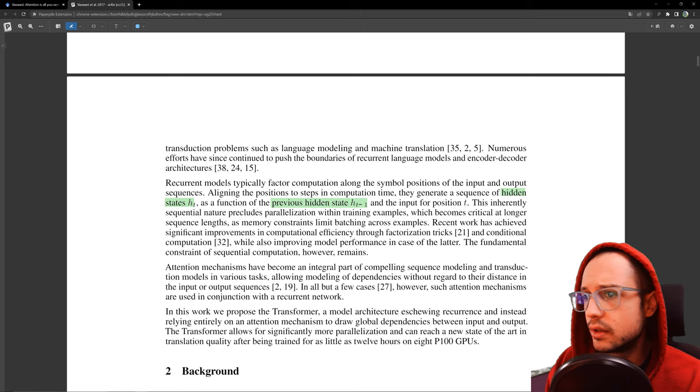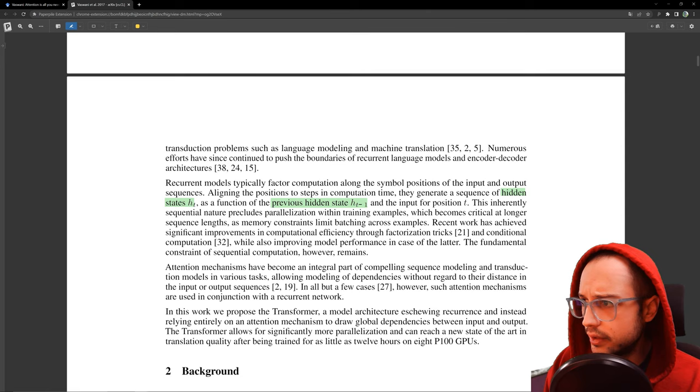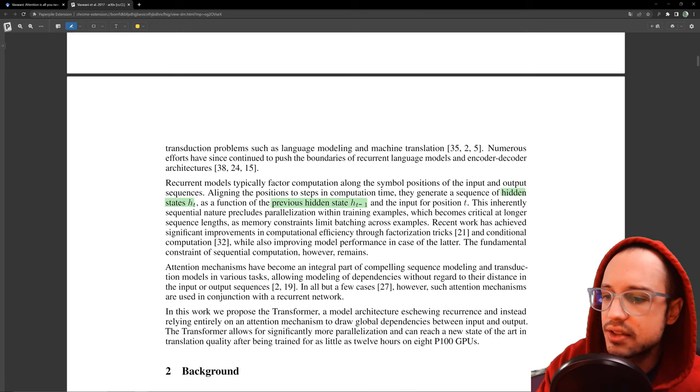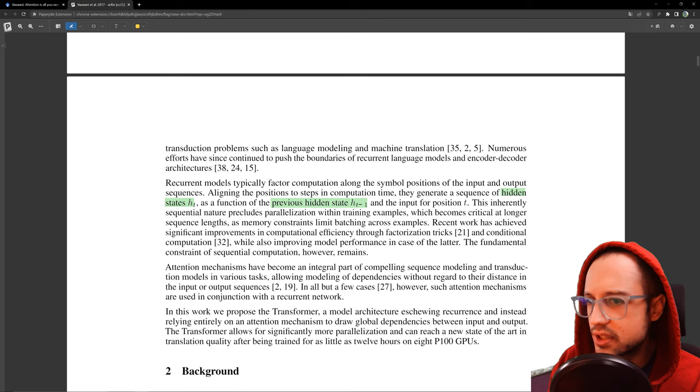Inherently sequential nature precludes parallelization within training examples and becomes critical at longer sequence lengths. Memory constraints limit batching. Attention mechanisms have become an integral part of compelling sequence modeling and transduction models in various tasks, allowing modeling of dependencies without regard to the distance in the input or output sequences. However, such attention mechanisms are used in conjunction with a recurrent network. Yeah.